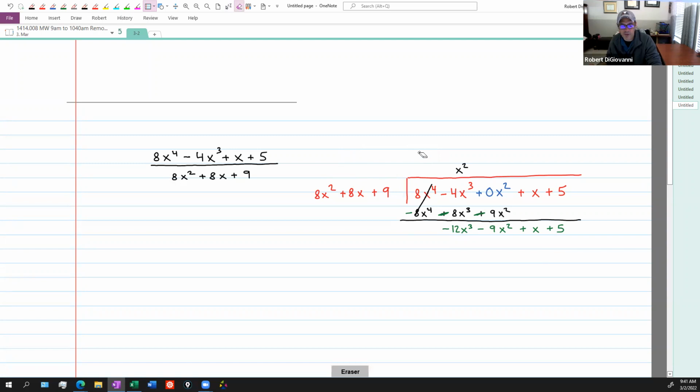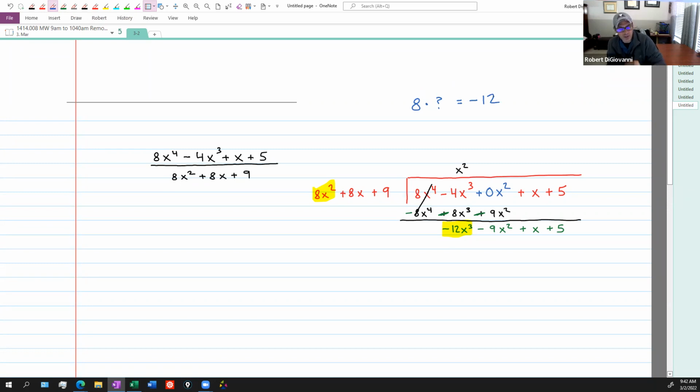Okay, here's where most of you probably had some issues. We have to try and turn 8x squared into negative 12x cubed, right? That's what we have to do. Well, it's not easy to turn 8 into negative 12, right? It's not easy, but you can do it. The question is, what do we multiply 8 by to become negative 12?